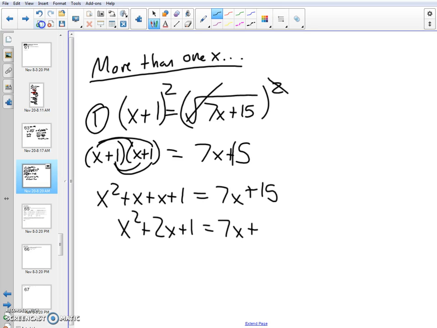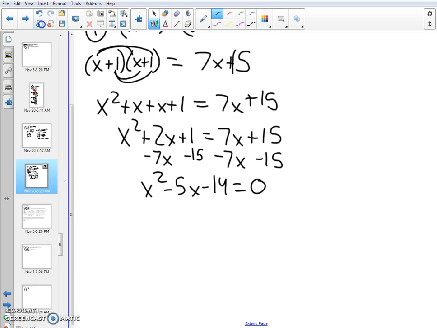So I'll simplify this. x plus x is 2x. So in order to solve this quadratic, I'm going to have to do something like quadratic formula, factoring, completing the square, any of those things that would apply. In order to do that, I want one of my sides to be 0. So I'm going to subtract 15 and 7x. So it'll give me x squared minus 5x minus 14 equals 0.